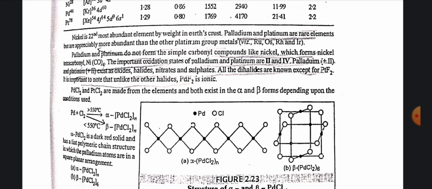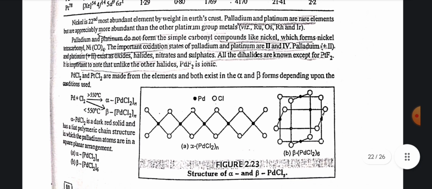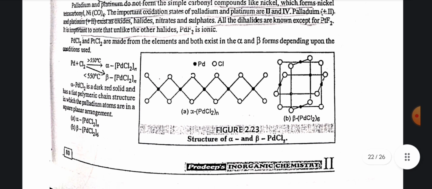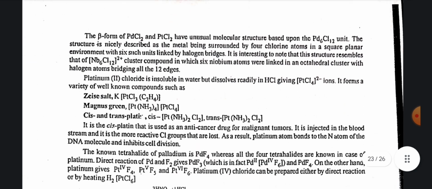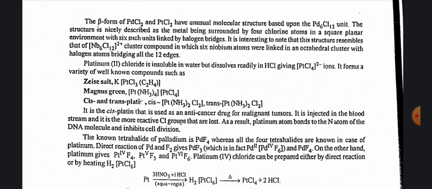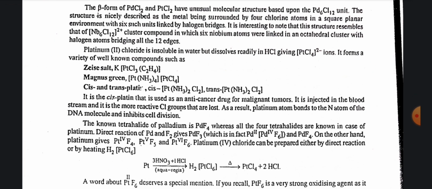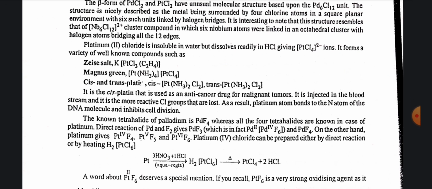Palladium and platinum exist as oxides, halides, nitrates, sulfates. All dihalides are known except for PtF2. It is important to note that unlike the other halides, PtF2 is ionic. The beta form of PdCl2 and PtCl2 have an unusual molecular structure based upon the M6Cl12 unit. The structure is nicely described as the metal being surrounded by 4 chlorine atoms in a square planar environment with 6 such units linked by halogen bridges.